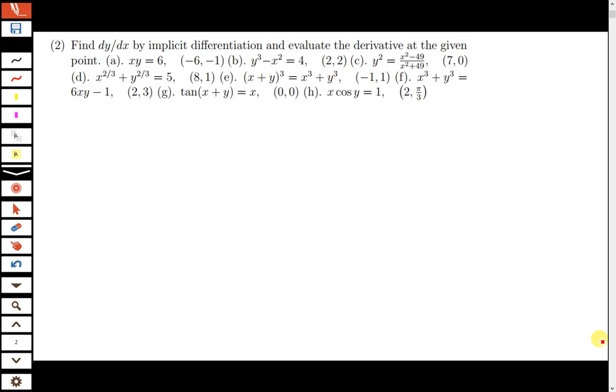Welcome to today's tutorial. In this tutorial we're going to be discussing how to find dy/dx by implicit differentiation, and also to evaluate the derivative at the given point.